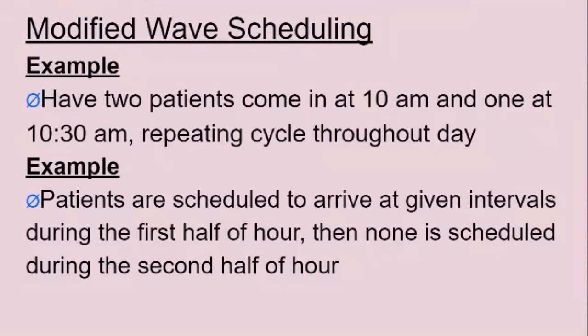Then you have modified wave scheduling. Here's an example: have two patients come in at 10 and one at 10:30, repeating the cycle throughout the day. Another example: patients are scheduled to arrive at given intervals during the first half hour, then none is scheduled during the second half hour.